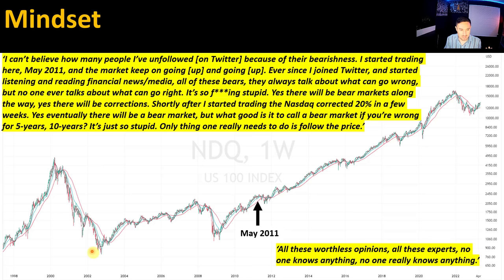What followed this bear market? Bull market. What will follow this bear market? Bull market. What followed the 2020 bear market, albeit it was short-lived? A really, really good bull market.